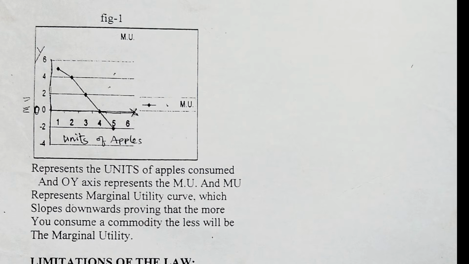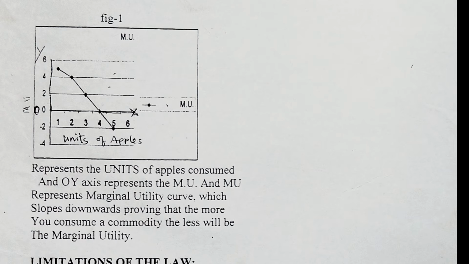The same thing you have to explain with the help of a diagram. You see in the diagram, the x-axis is taken as units of apples, and the y-axis is marginal utility. See, at point 4, the marginal utility is 0. That means after this point, a consumer is not likely to take it, because after this the utility will be negative. This one you have to show in the diagram. So, one thing is very much clear here, that the more and more a person consumes a commodity, the less and less becomes the marginal utility.